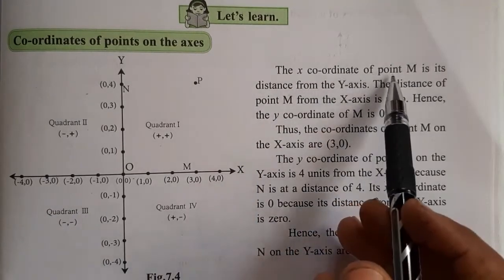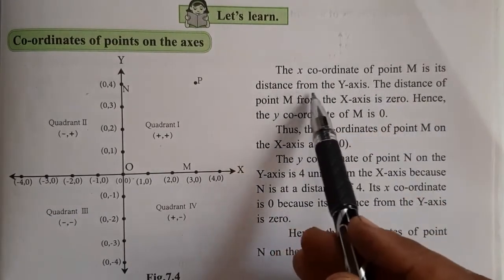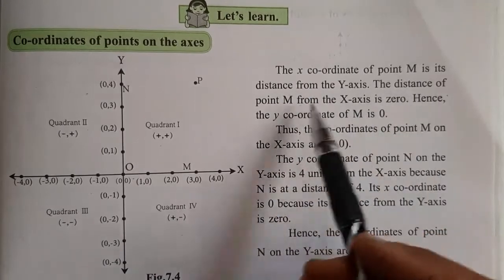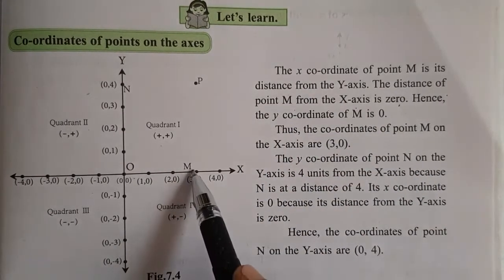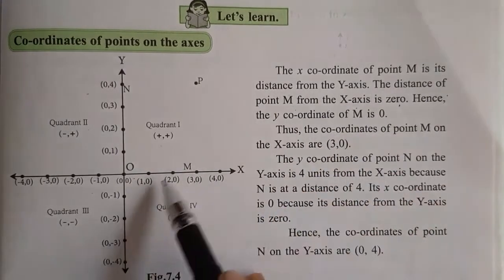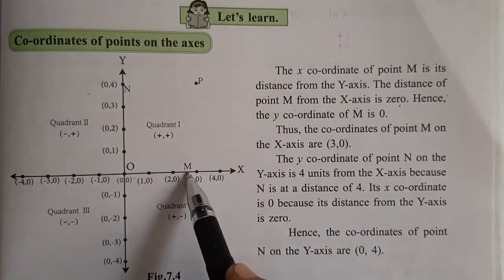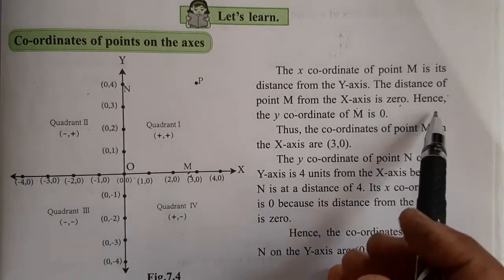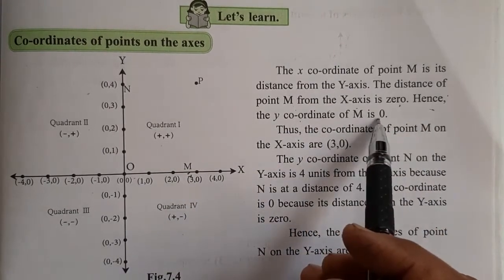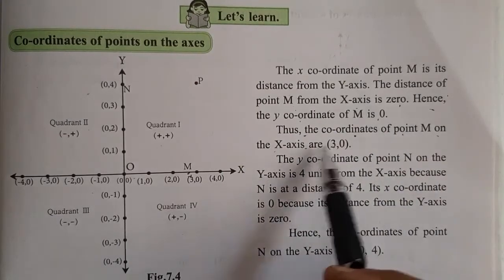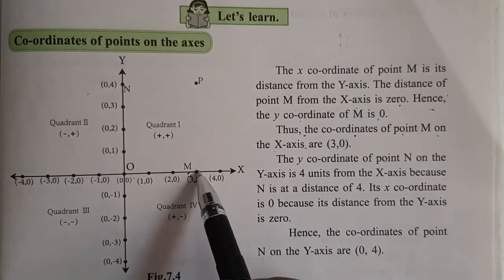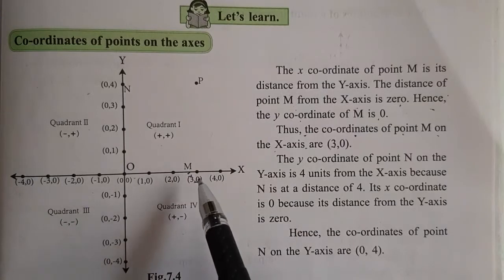The x coordinate of point M is its distance from the y axis. The distance of point M from the x axis is 0. Here the point M is given. The distance of point M from the x axis is 0 because it lies on the x axis only. Hence the y coordinate is 0. Thus the coordinates of point M on the x axis are 3, 0, because this point lies on the x axis, so the y coordinate is 0.